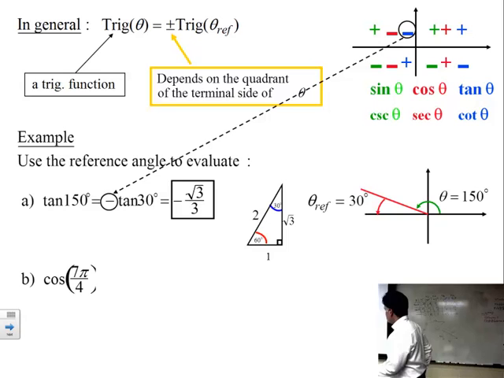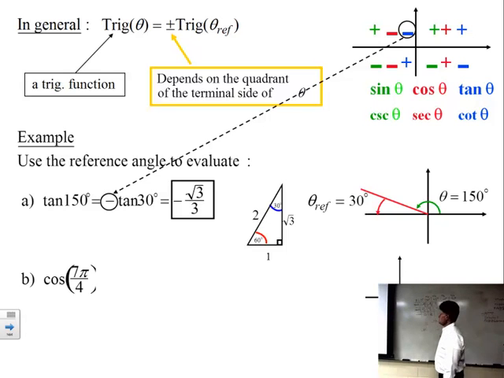All right, how about the cosine of 7 pi over 4? Draw it again. So 7 pi over 4 is just pi over 4 short of 8 pi over 4, which is one complete revolution. So I'm in quadrant 4. The cosine in quadrant 4, is the cosine positive or negative? Positive, right? Red is plus. What's the reference angle? 45 degrees or pi over 4.